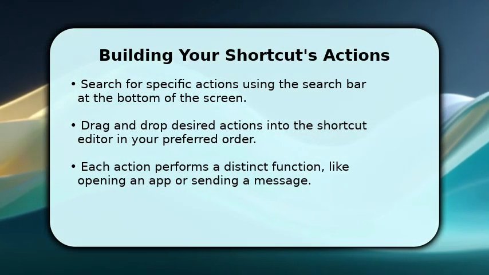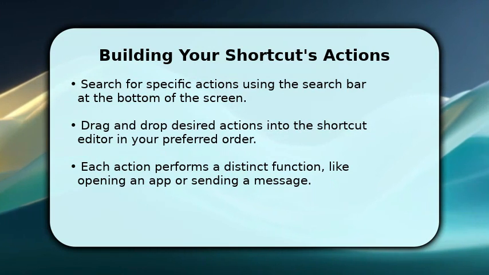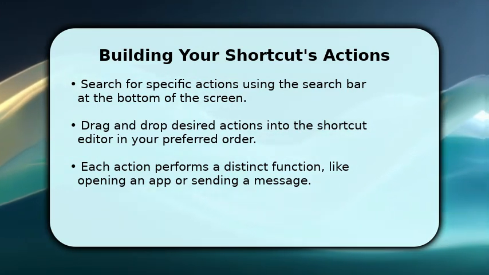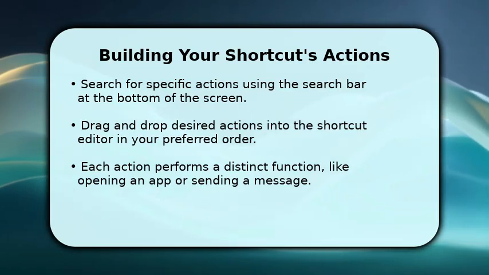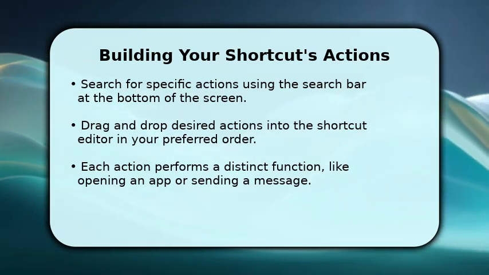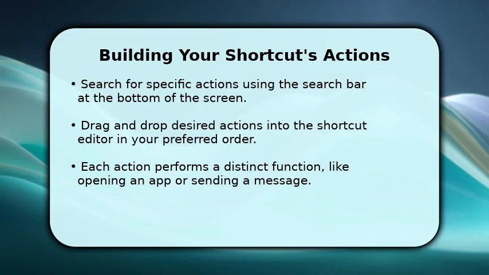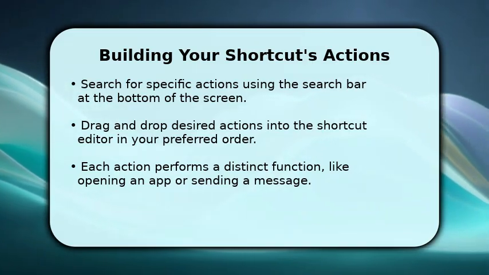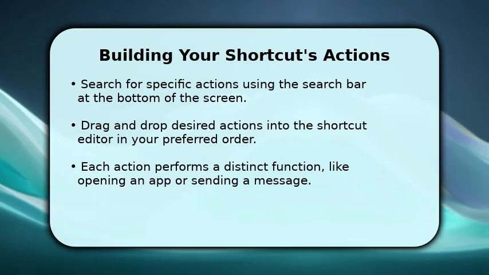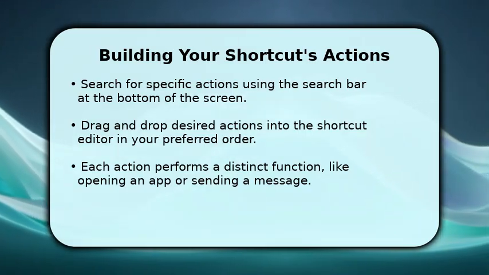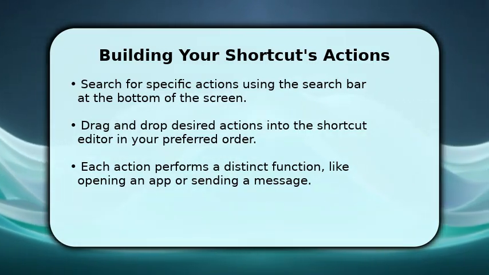Now that you've started a new shortcut, it's time to add some actions. Think of actions as the individual steps your shortcut will take. Use the search bar at the bottom of the screen to find actions like Open App, Send Message, or Get Current Weather. Once you find an action, simply drag and drop it into the main editor area. You can arrange these actions in any sequence you need to achieve your desired automation.